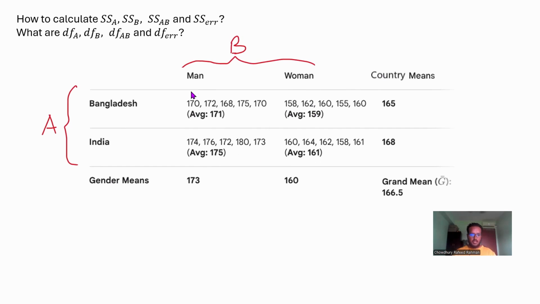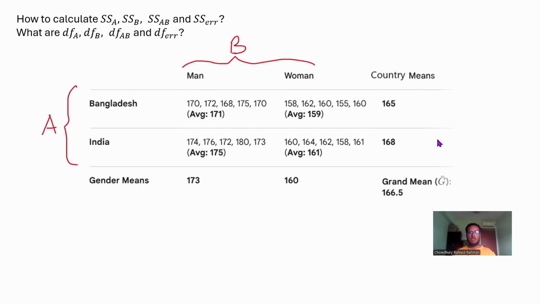We can also get the average for all men, for all 10 men, regardless of which country they belong to, and that is 173. Similarly, for all women, it is 160. Similarly, we can get the average height for all Bangladeshi people, whether man or woman, doesn't matter. If we get the average of these 10, it is 165. And for India, it is going to be 168.